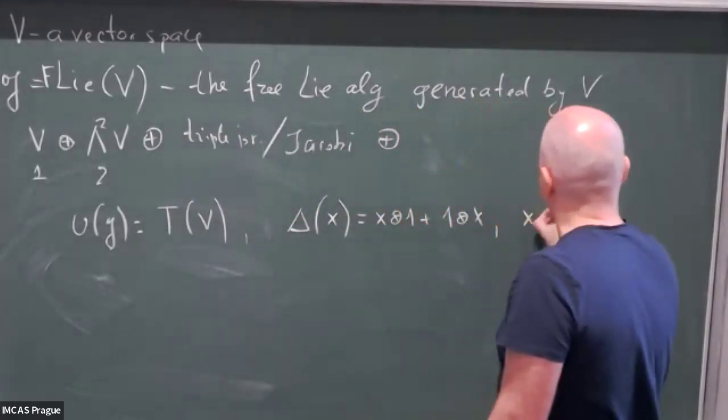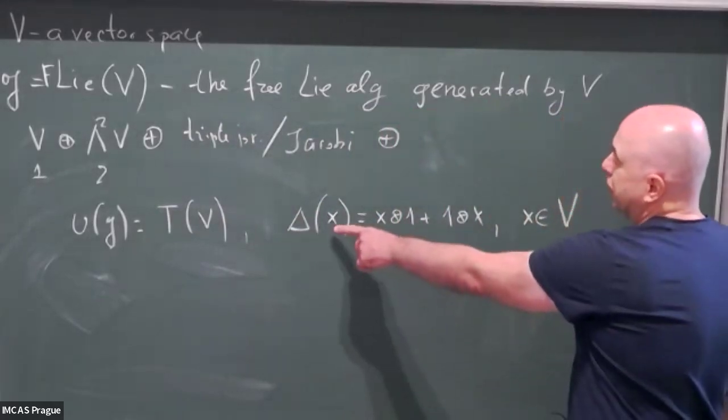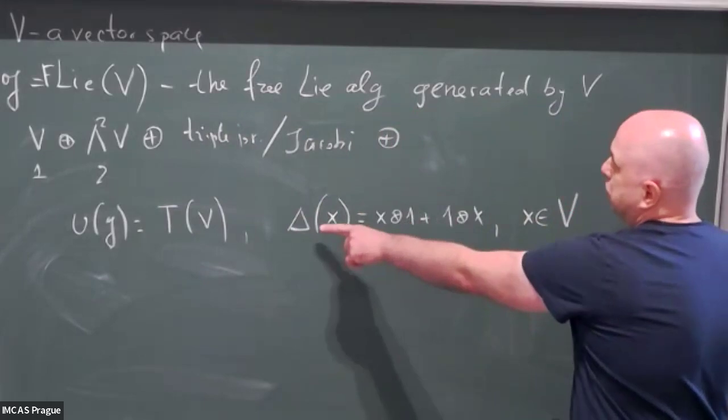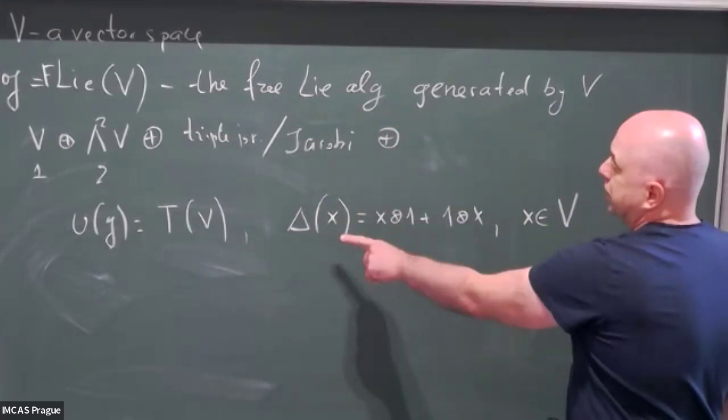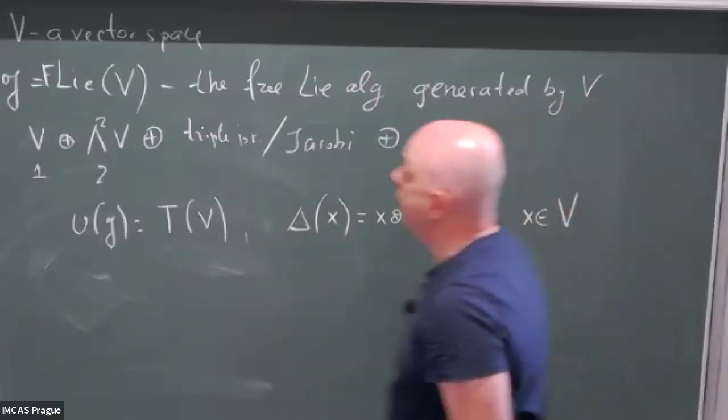But now we can say that it's for any X in V. Then if you look at all elements for which delta X is of this form, all primitive elements, you obtain precisely the embedding of the free Lie algebra into TV.